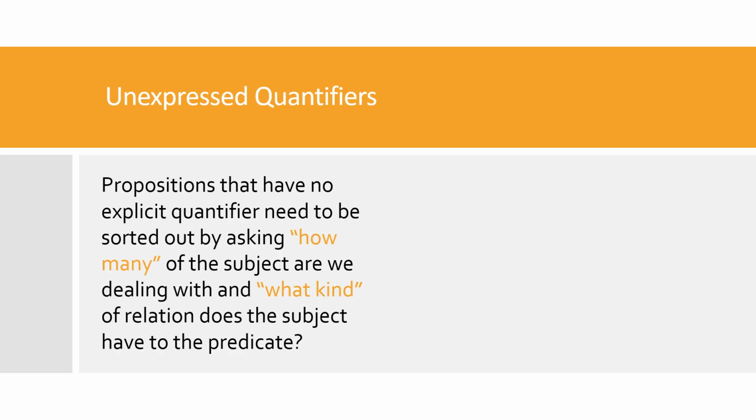Now, what we'll find often when we deal with categorical propositions is that our quantifier is not always going to be expressed in clear terms. In fact, often it's just not given at all. If you know what your subject term is and you know what your predicate term is, what you need to do basically is just figure out what kind of quantifier it has to be. And of course, notice propositions that have no explicit quantifier are just sorted out by asking the very basic questions that quantifiers are actually trying to sort out. How many of the subject are we dealing with, and what kind of relationship does it have to the predicate?